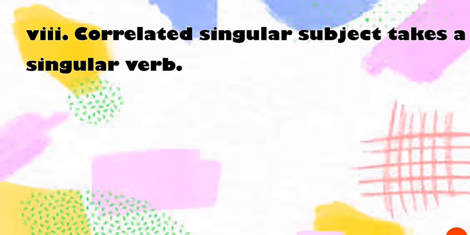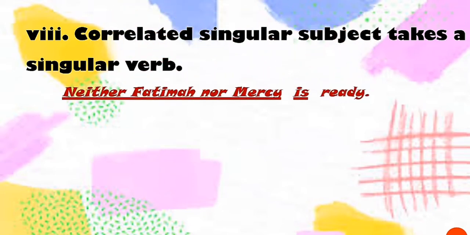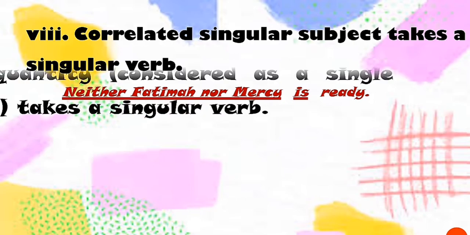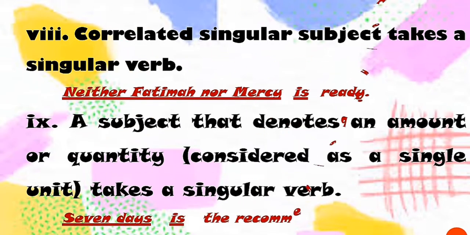Correlated singular subjects take a singular verb. Neither Fatima nor Mercy is ready. A subject that denotes an amount or quantity considered as a single unit takes a singular verb. Consider this example. 7 days is a recommended interval.